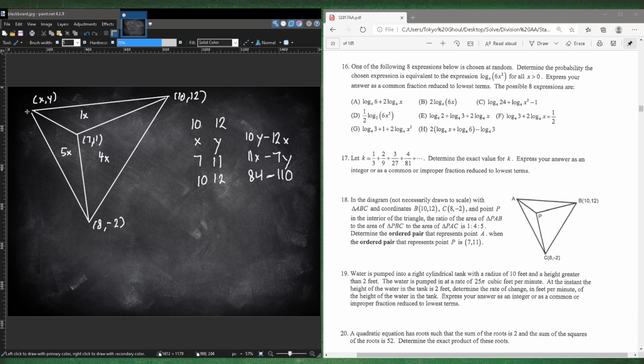It's pretty cool. So then we have 10y minus 7y, which is 3y. And then 12 and 11 minus x. And then this is also minus 26. And that is the area for this one. Well, half of this is going to be the area of this triangle. That's just the shoelace theorem.